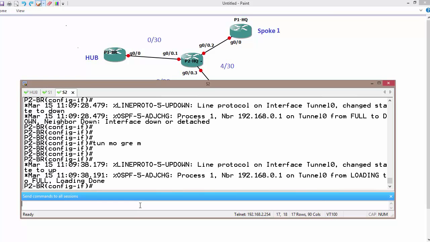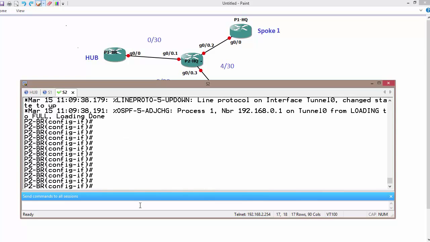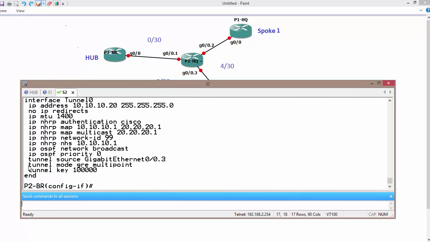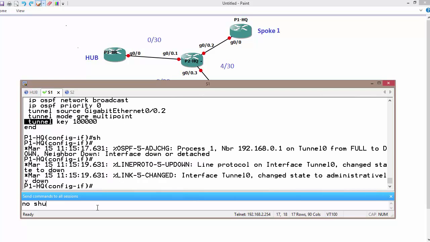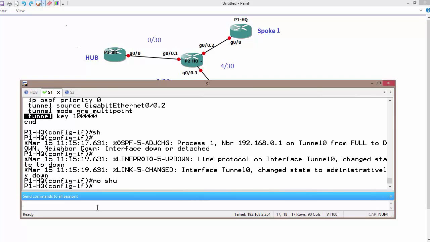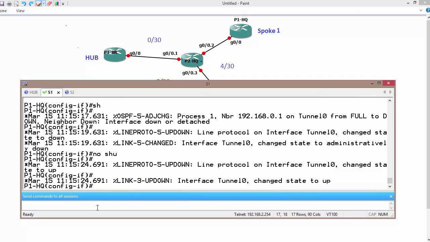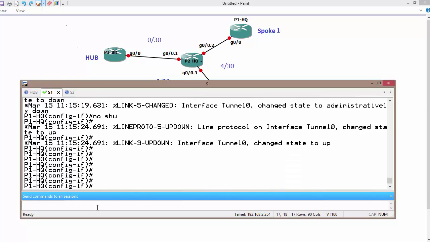So great. Now let me show you, do show run interface tunnel 0. Now we are supposed to have a multi-point GRE tunnel on both routers, and as we can see we do have. One more thing we need to do is flap the interface, so shut, and then no shutdown, because the earlier registration was point to point, but now it's going to be a multi-point GRE tunnel.